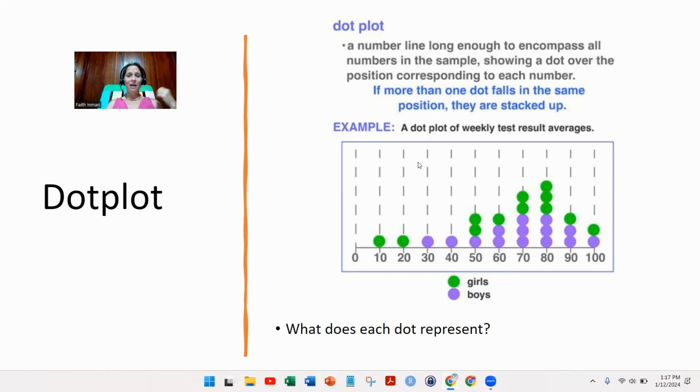And in this case, we have an example of a dot plot of weekly test result averages. The girls are in green and the boys are in blue, and that helps us to see that about half the samples are girls, half are boys, and that also some of the lowest scores were from girls, but then the scores from boys and girls were generally similar, right? So each dot represents the score of an individual on a test.